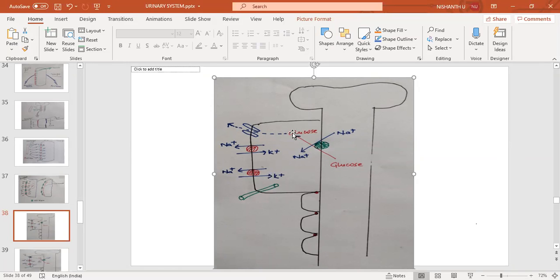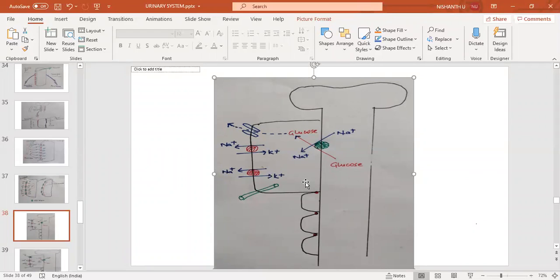Then what will happen to this glucose? It will move out of the cell by diffusion, through the gaps, and enter into the blood circulation. This is about the reabsorption of glucose, 100%. Remember the point, 100%. But when I say 100%, it is not truly 100%.